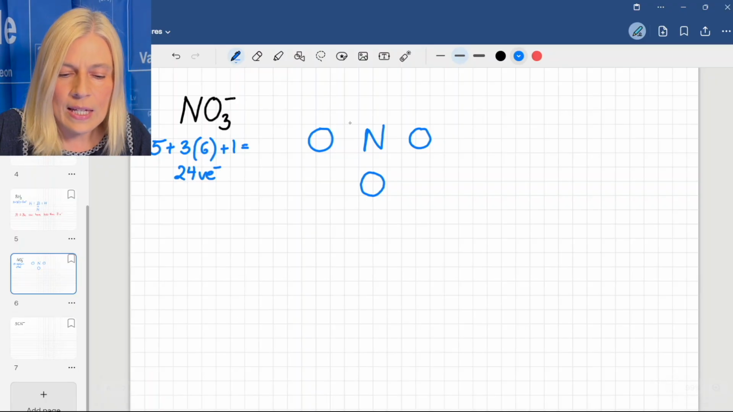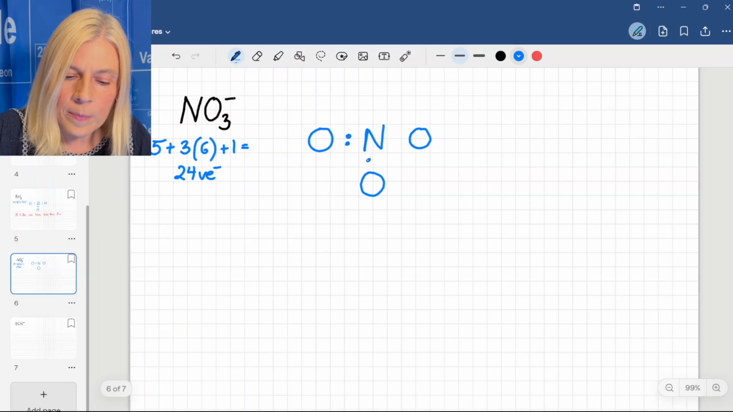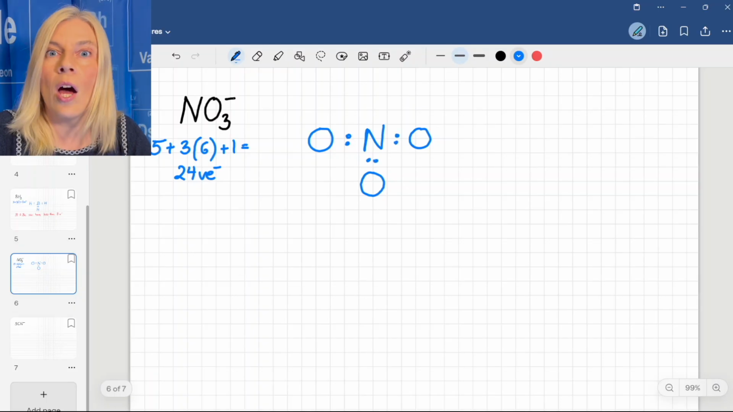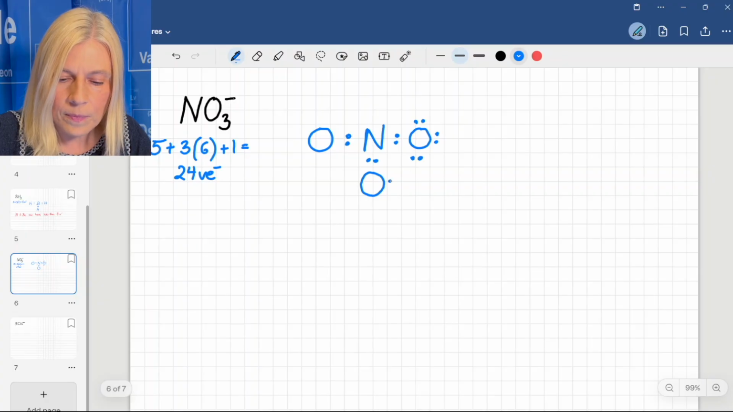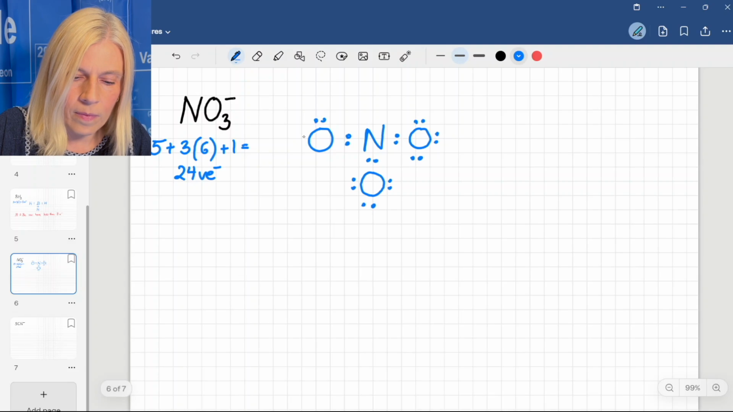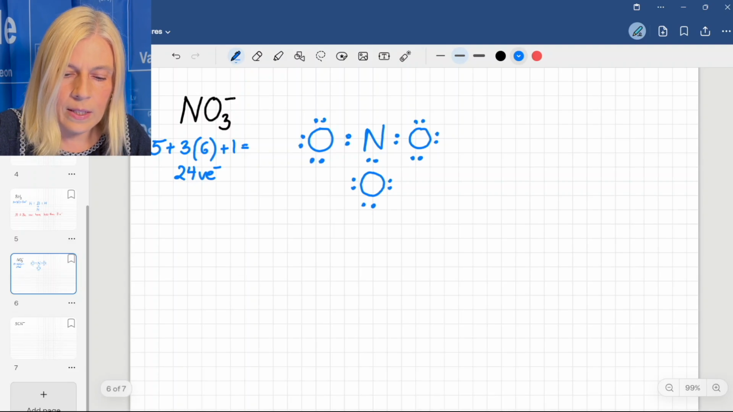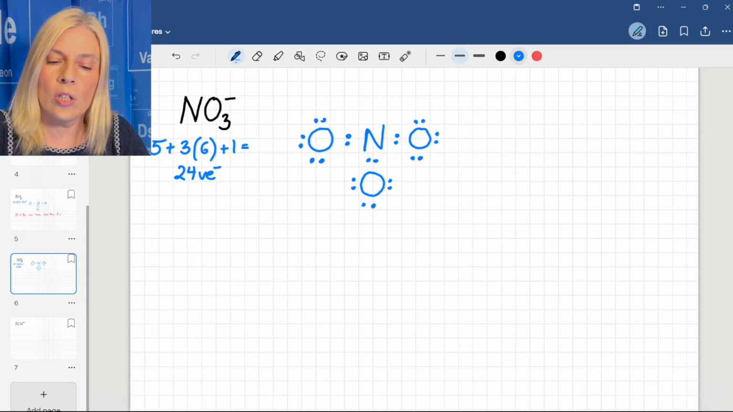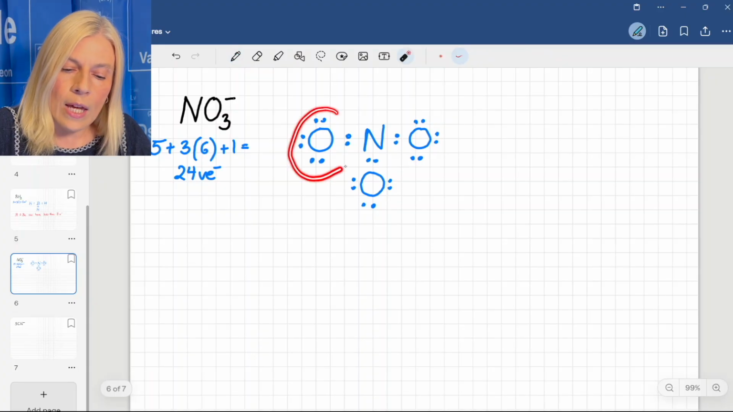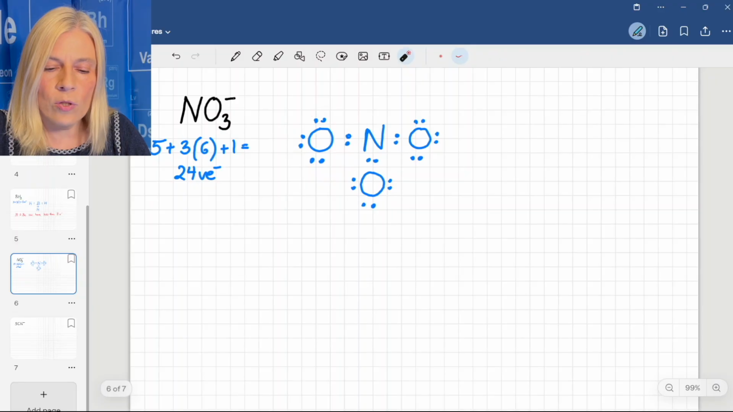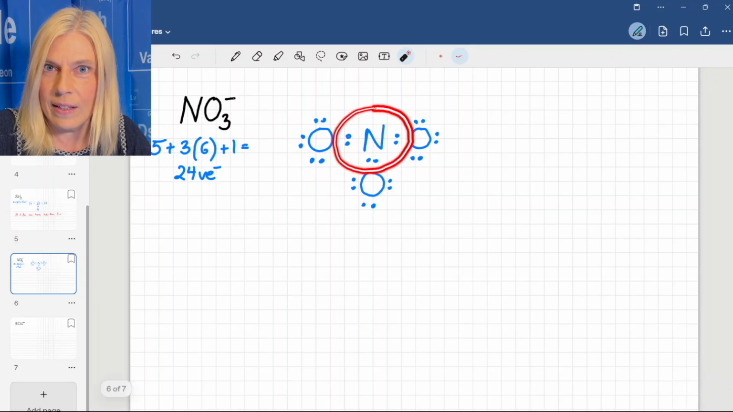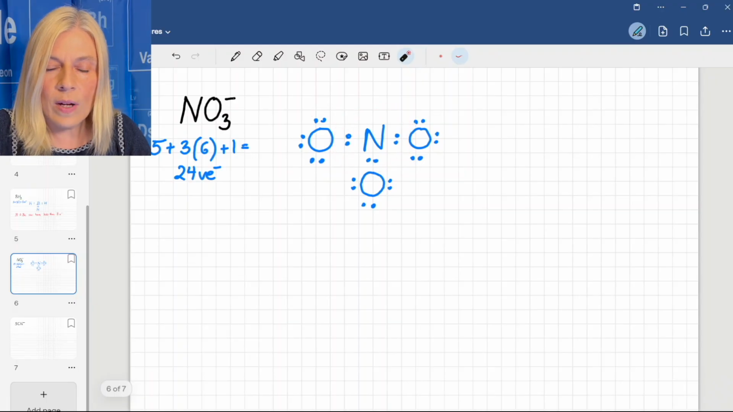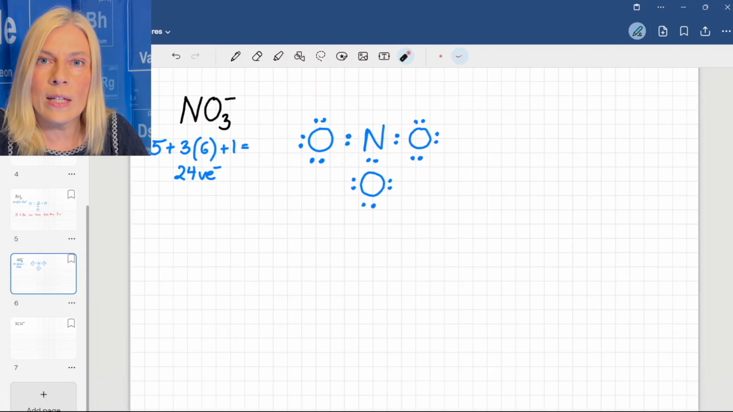Okay, let's do it. We're going to do 2 for each bond, and then we're going to do our octets from outside in. So let's fill our octets. All right, here we go. Each oxygen has 8, and I have 3 of them. I used 24, and I check. However, my nitrogen does not have an octet. It only has 6. So I have to think about the possibility of a double bond.